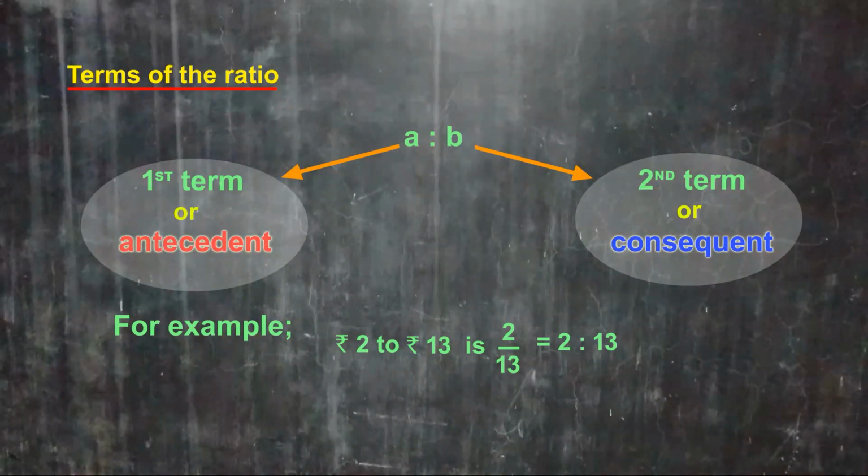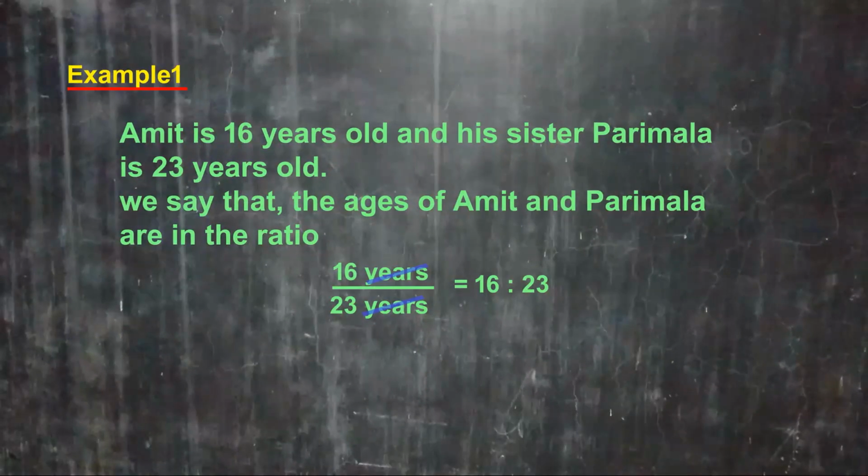Terms of a ratio. A is to B. Here A is called the first term or antecedent. B is called the second term or consequent. For example, rupees 2 to rupees 13 is 2 by 13, which is equal to 2 is to 13. Example 1. Amit is 16 years old and his sister Parimala is 23 years old. We say that the ages of Amit and Parimala are in the ratio 16 years by 23 years, which is 16 is to 23.